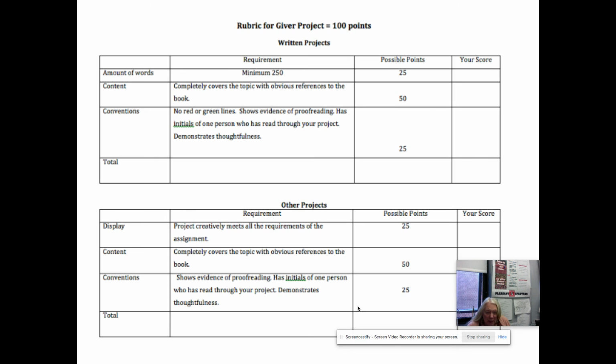If you're doing one of the more hands-on projects, make sure that it creatively meets all the requirements of the assignment, completely covers the topic with obvious references to the book, and then show evidence of proofreading that have the initials of one person. It could be a parent, that's fine. They are people, in case you didn't know that, which I think you did. So anyhow, have the initials of one person who's read through your project, and your project should demonstrate thoughtfulness, that you've thought this through. You didn't just slap it together.